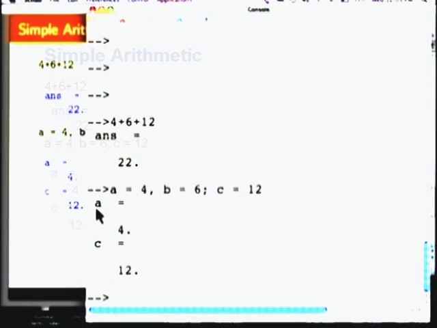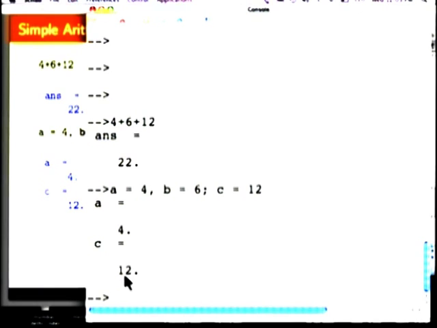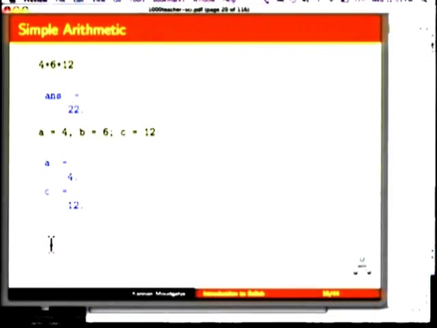And it echoes A equals 4, C equals 12. Is this expected? How come B is not echoed? Does anyone have an answer? Okay, so you think about it. Let's continue with this.